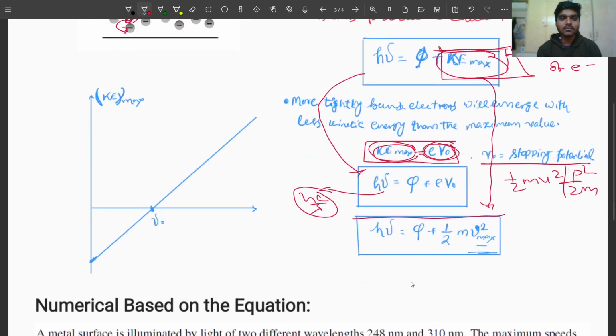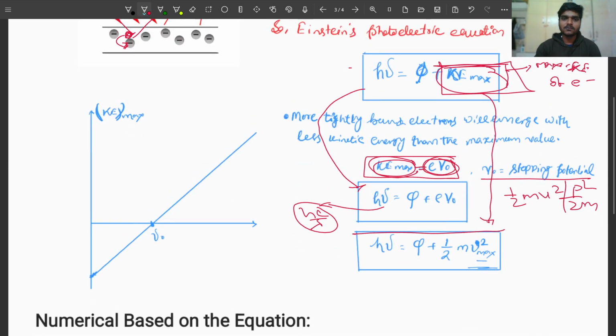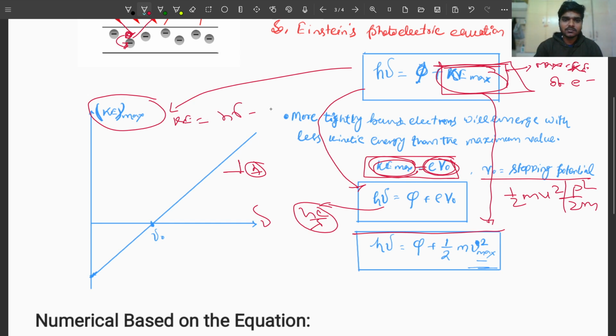Okay, so if we plot this curve, this is a linear curve. On the y-axis we have taken maximum kinetic energy, and here we have taken the frequency of the illuminated light. Then the slope of this curve will be h, as you can see that KE equals h nu minus phi. So this is the slope and this is the intercept, equal to minus phi, and at nu equal to nu 0, the kinetic energy will be 0.